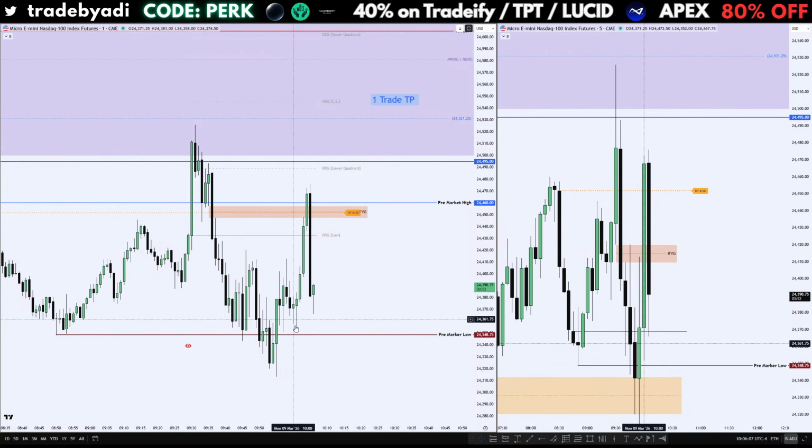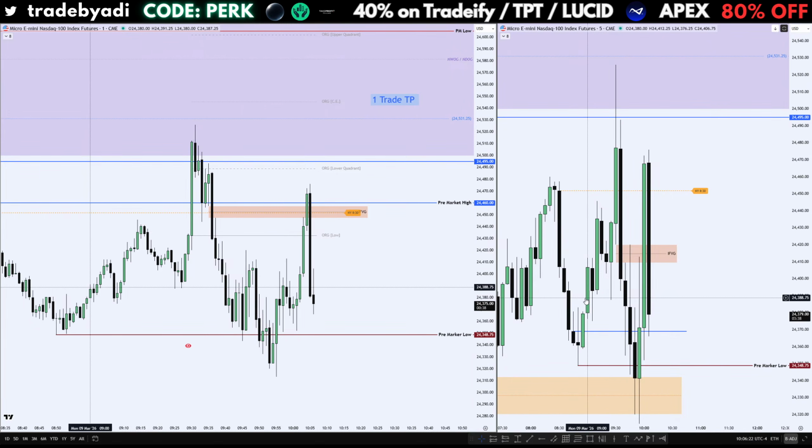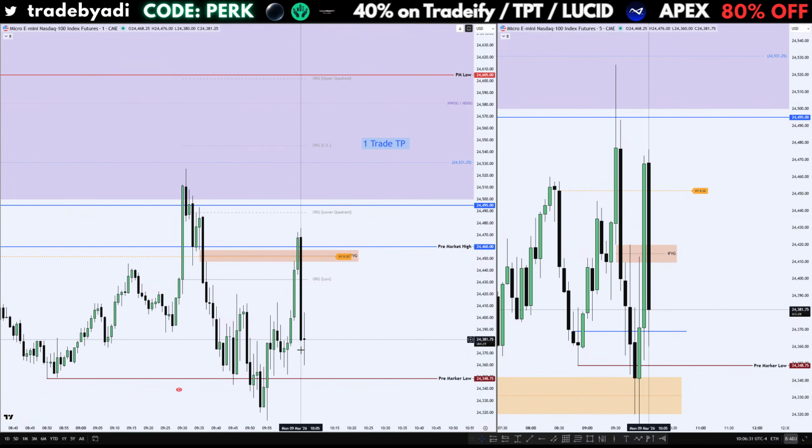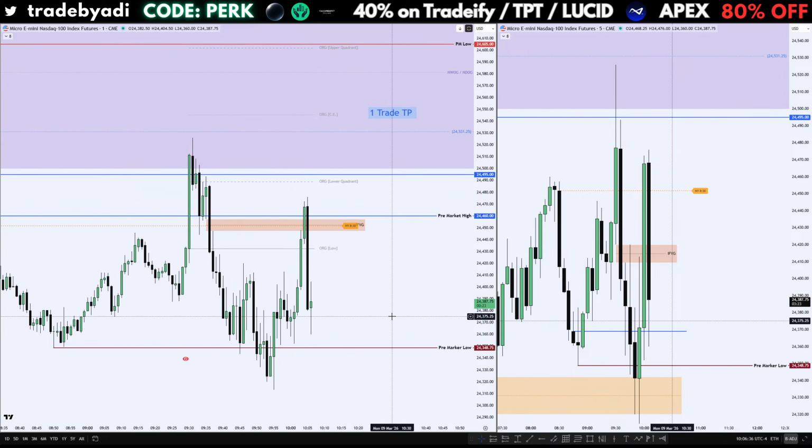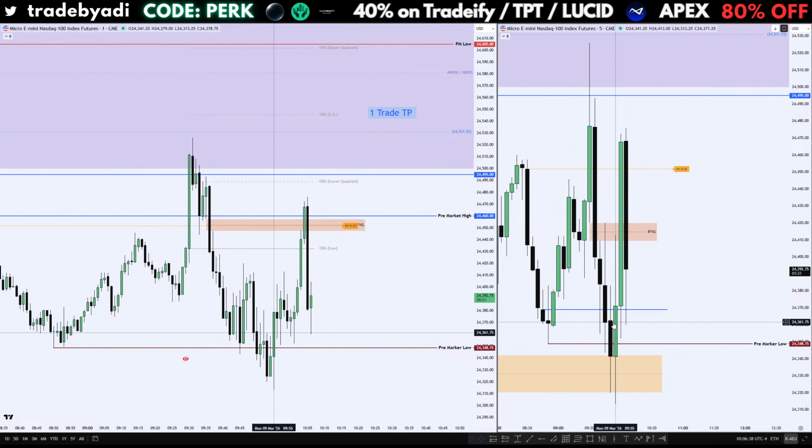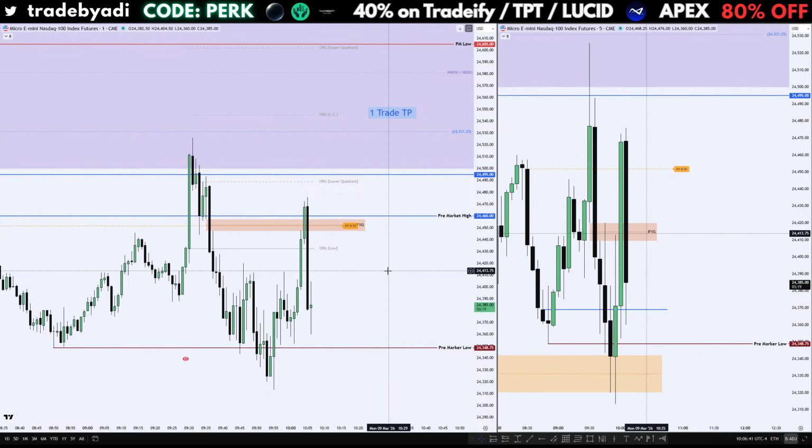Let's see how this fair value gap is going to trade. Because this is the BPR, this is the V-shape reversal also. I just want to see how this fair value gap is going to react, or it can be just an order block repricing and go up to the upper side.